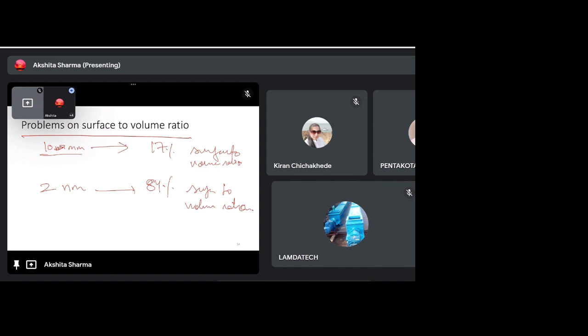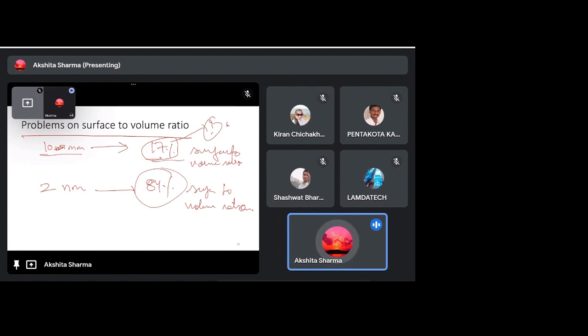Which will give better electrochemical property or catalytic property? Anyone? This will give better property, and since the surface to volume ratio is very low, so okay, wait, so this will not be considered a good nanomaterial or even a nanomaterial, because one of the characteristics of nanomaterial should be high surface to volume ratio. So it is just like a perception that it is a nanomaterial, but it's not showing properties like nanomaterial.